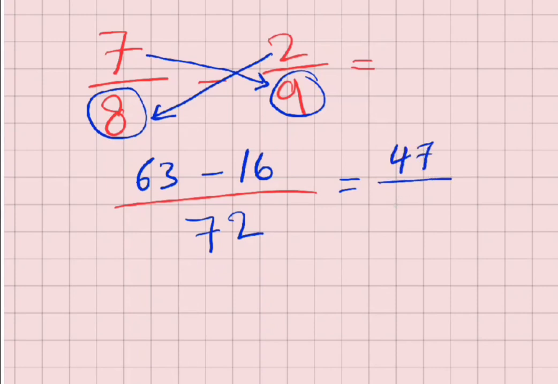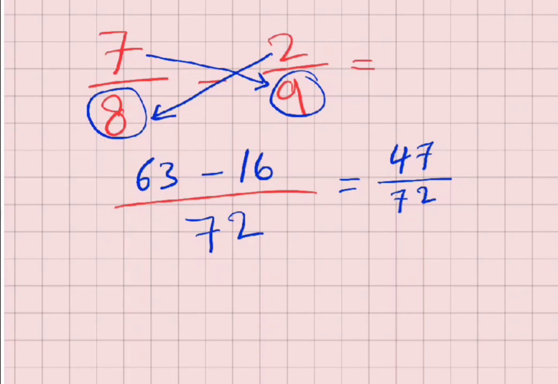Now 47 is not divisible by 2, nor is it divisible by 3. So this is it. That's the final answer. So now you know how to add or subtract two fractions.